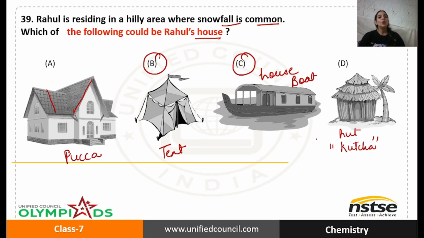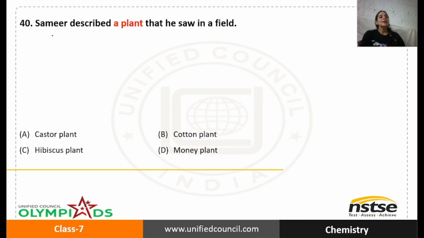Now Rahul lives in an area where snowfall is common. Obviously we need a pakka house with a slanting slope, so that if snow falls over it, it can slide over and move down. So which option is correct? Rahul will go for option A, that is a pakka house with slanting slope. Next question. Sameer described a plant that he saw in a field.